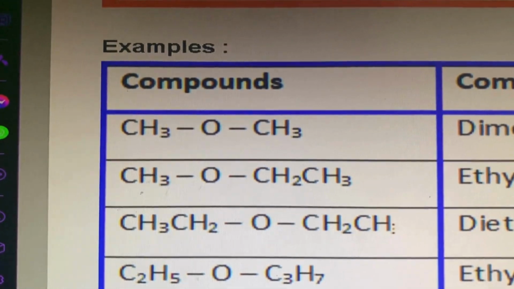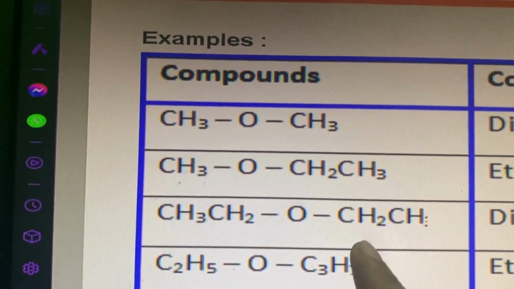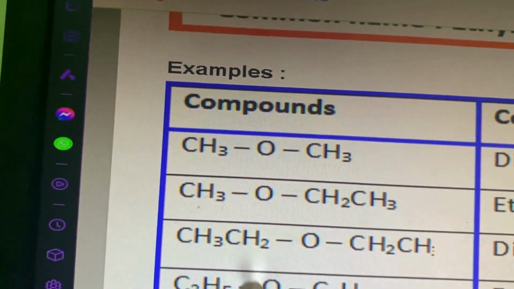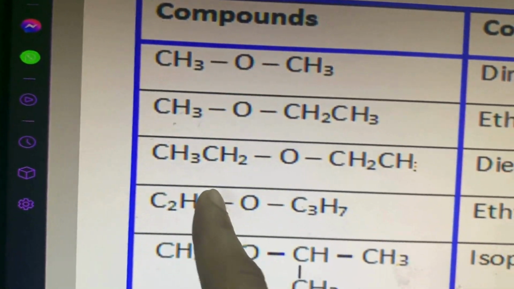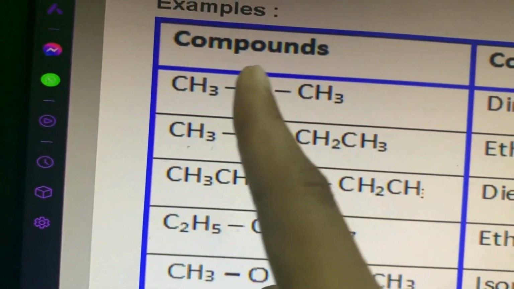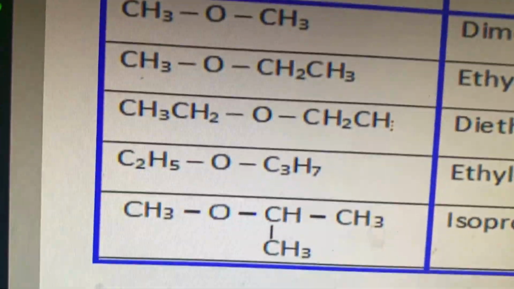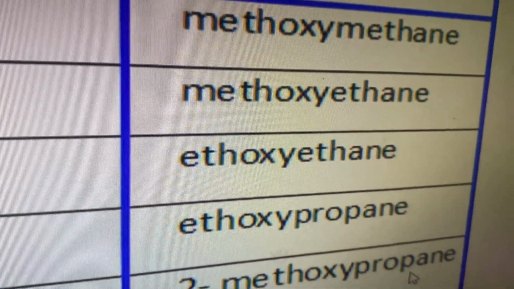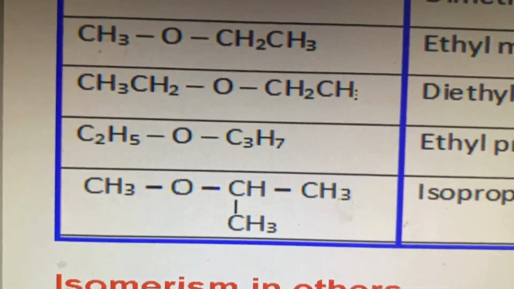The reason why it is ethoxyethane is because oxygen is attached to the first carbon atom of ethane, and then we consider the carbon chain on the other side as a substituent already. Again, to name a substituent on ethers, all we have to do is change yl to oxy. So here, ethoxyethane.